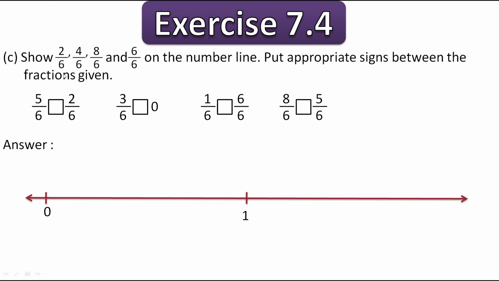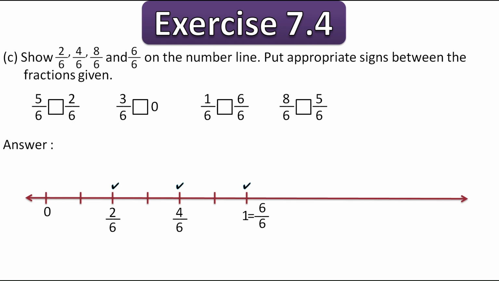Here we have denominator as 6, so we have to make 6 parts between 0 and 1. Now I marked it. Now in this, the second one we can mark as 2 upon 6, because out of 6 parts, the second part we have to mark as 2 upon 6. Now the fourth part we have to name as 4 upon 6. Now the sixth part, that is 1, can be marked as 6 upon 6.